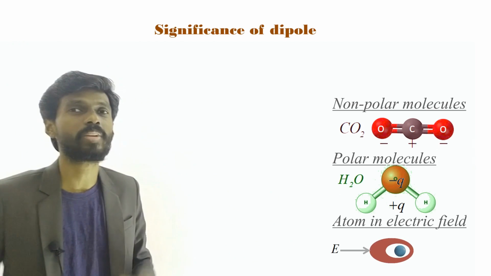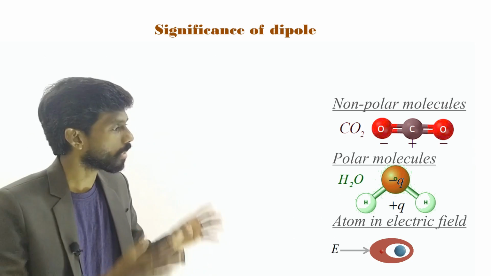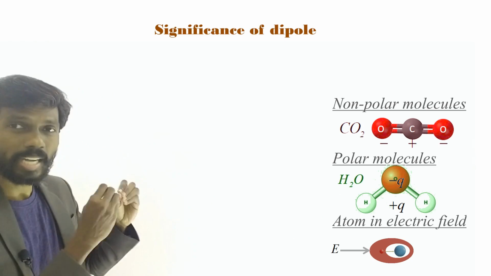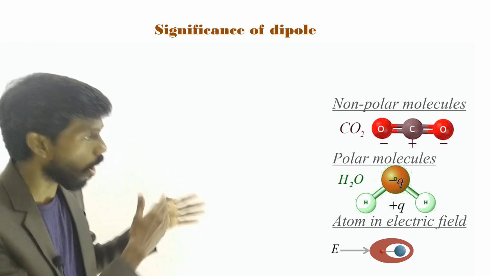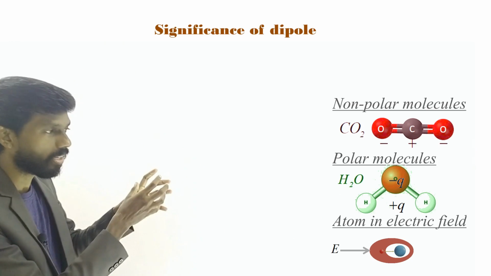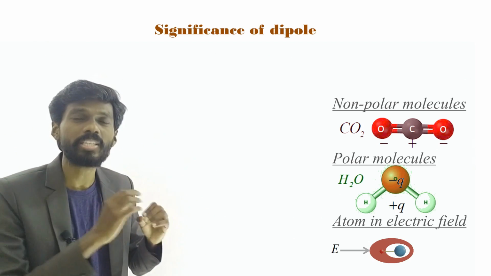So negative charges will try to move in the direction opposite to the direction of the electric field. So that means it is no more a symmetric structure, right? That means the center of these negative charges is now off center. The negative charges are concentrated at a point which is not the same as the center of the positive charges. So now it is like a dipole.